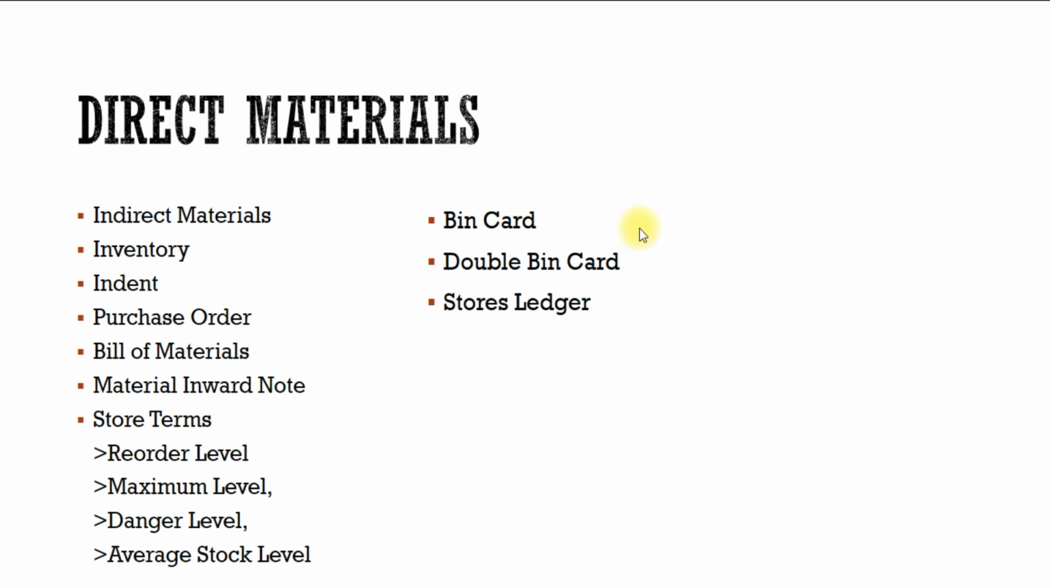In the double bin method, or in a double bin card in stores, a small bin is kept for stocks under minimum level and a large bin is kept for other materials. To the maximum extent possible, the small bin remains untouched, but if it is touched for want of materials, a fresh order is placed for procuring the raw material, and this system followed in the store is called the double bin method.